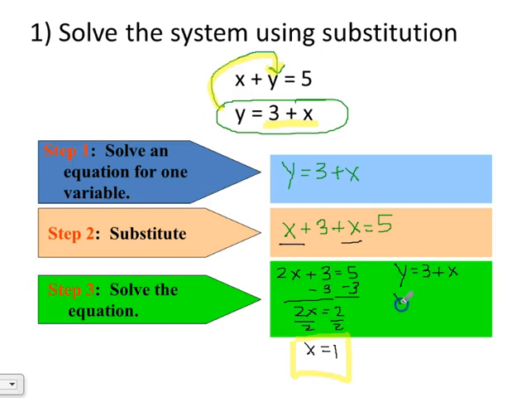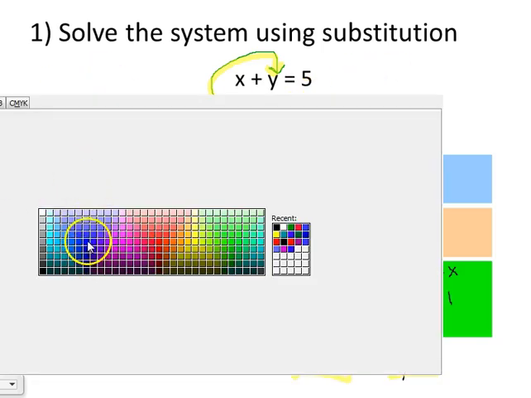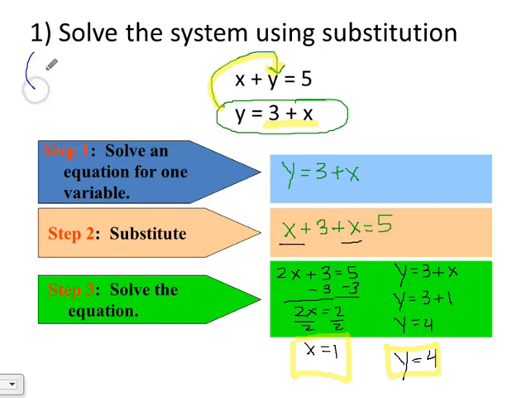We know what x is. I know x is equal to 1. So then y would equal 3 plus 1, which is 4. So y equals 4. So we are done now. We've solved for both variables. So the final answer, if we write it as a coordinate, would be x equals 1 and y equals 4. We can check our work to make sure we did it right.